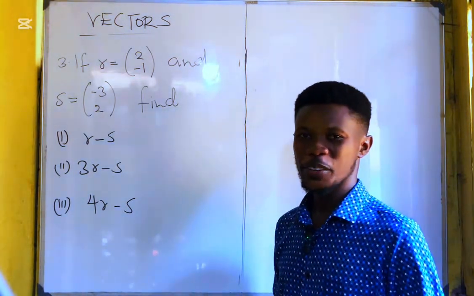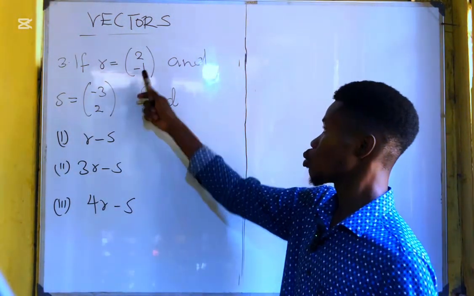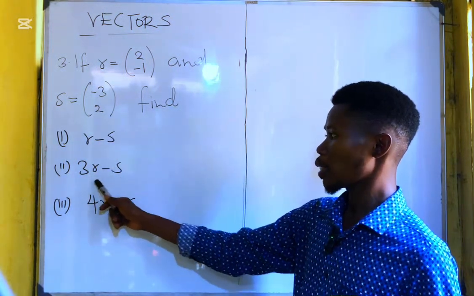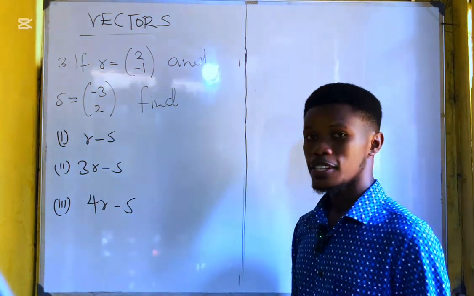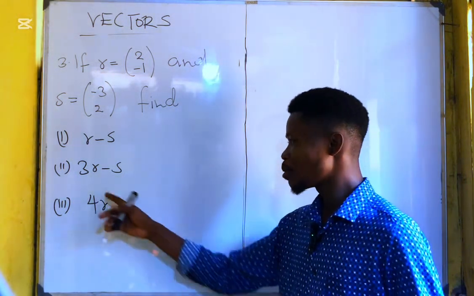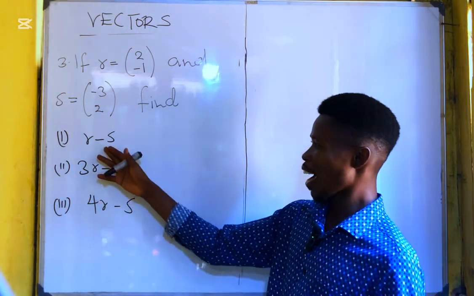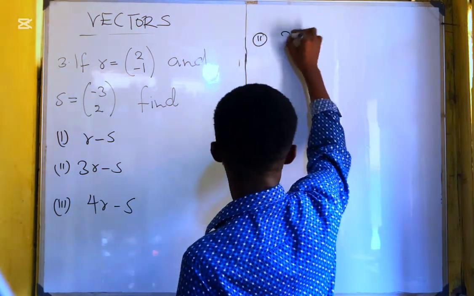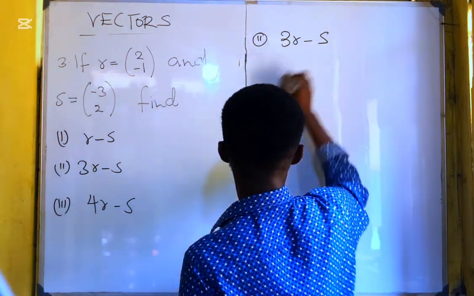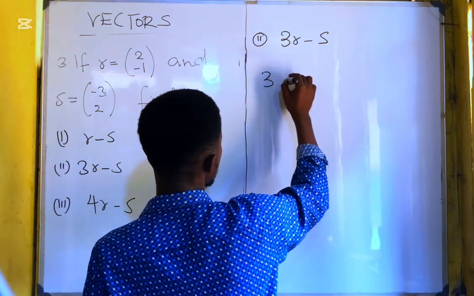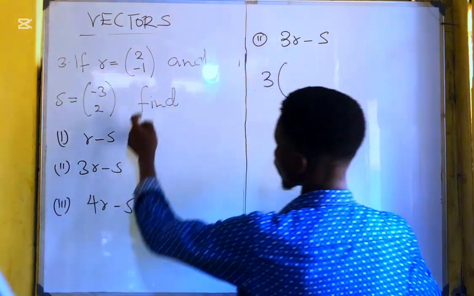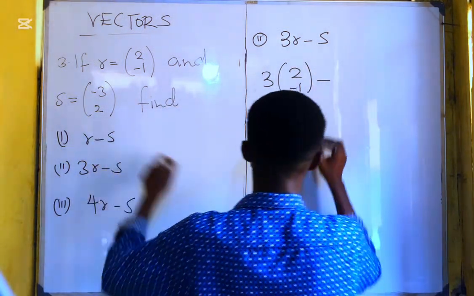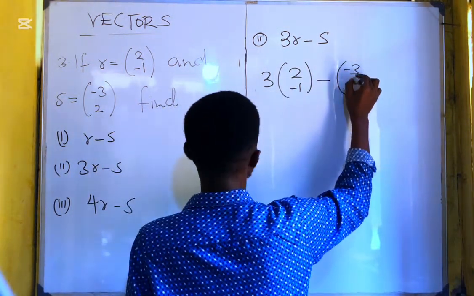Now let's look at example number 3. If r equals 2, negative 1 and s equals negative 3, 2, find i) r minus s, ii) 3r minus s, iii) 4r minus s. Here, I'm only going to do the ii, and then you try the i and the iii. So let me do the ii. 3r minus s. Now r is giving us 2, negative 1, minus s, which is negative 3, 2.